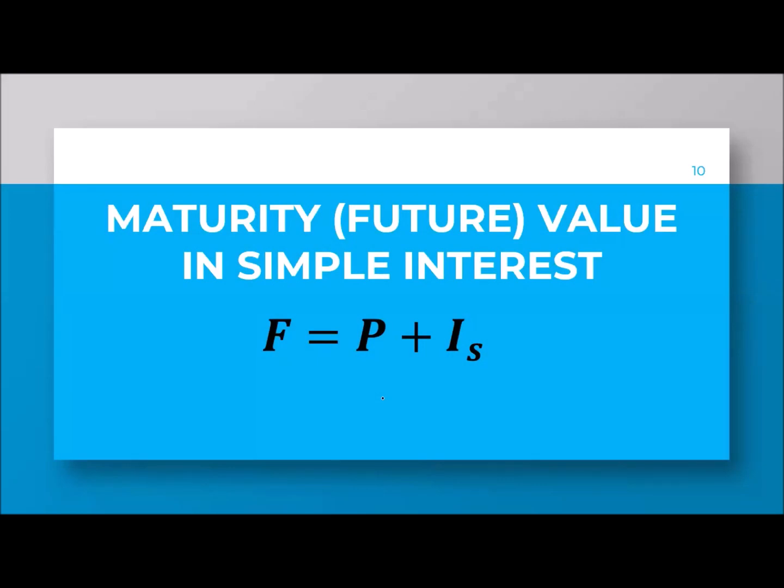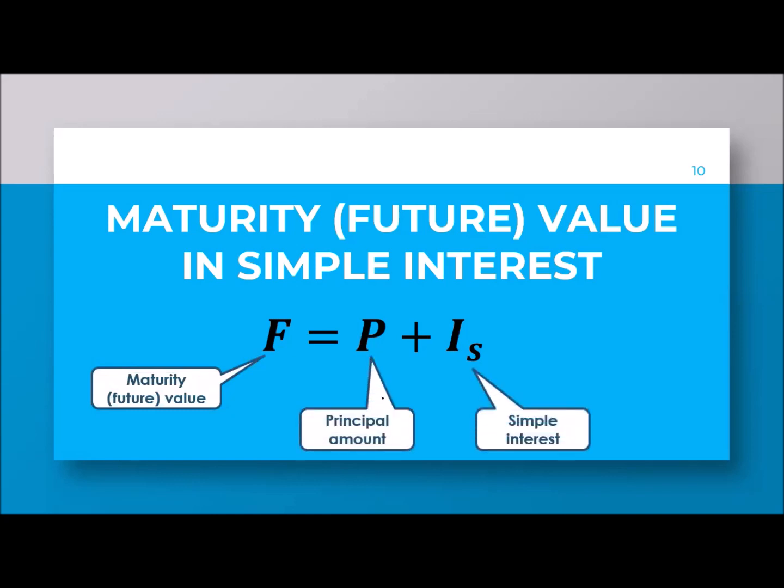Let's now proceed on getting the maturity or the future value in simple interest. Pag sinabi nating maturity value or the keyword itself, future value, what is the total amount, yung ending amount natin? So, ito yung ating formula, F is equal to P plus I sub S. Ang F ay maturity value, yung P ay principal amount, at ang I sub S ay simple interest. So, madali na to, pagka given na yung nakuha na natin agad yung simple interest, i-add up mo lang sa principal amount.